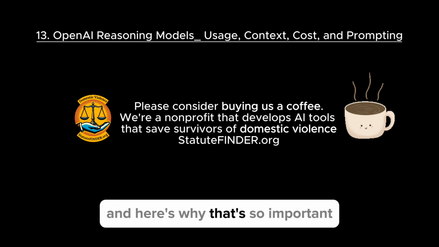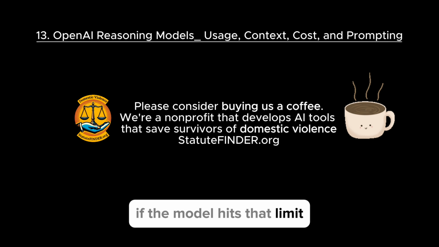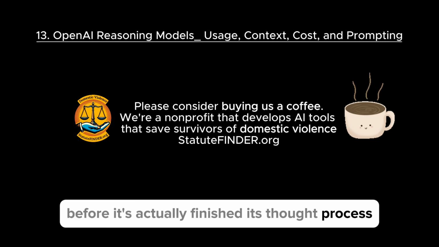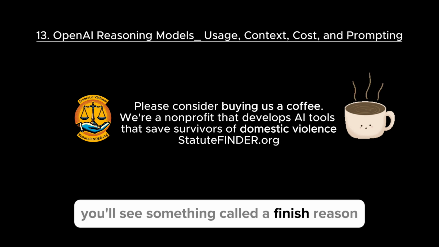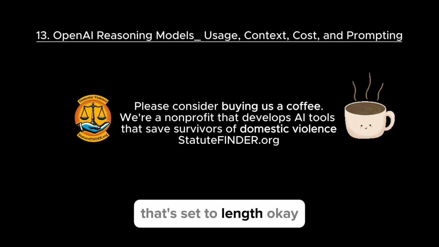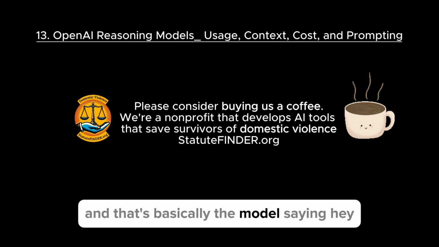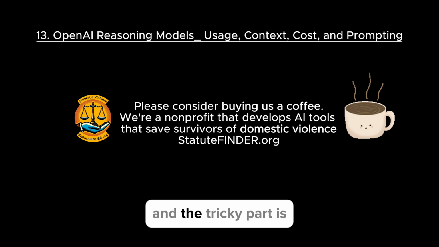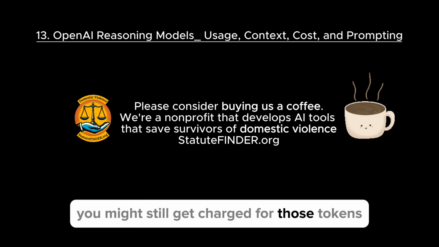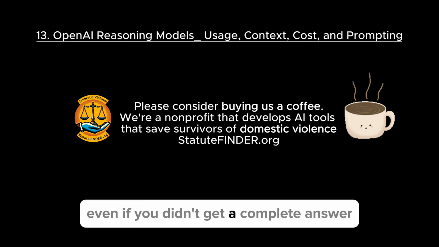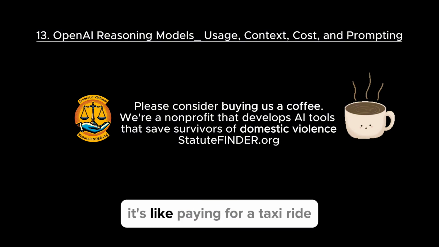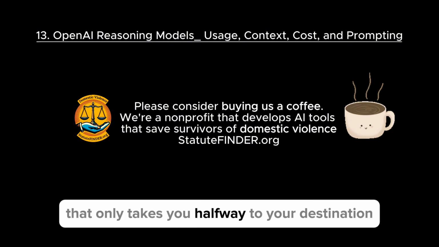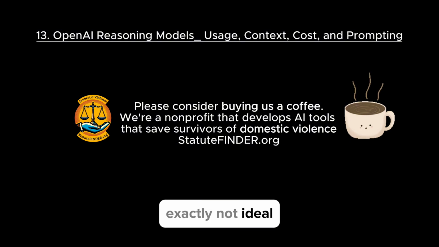Exactly. And here's why that's so important. If the model hits that limit before it's actually finished its thought process, you'll see something called a finish reason that's set to length. That's basically the model saying, I ran out of thinking space. And the tricky part is you might still get charged for those tokens even if you didn't get a complete answer. So it's like paying for a taxi ride that only takes you halfway to your destination. Exactly. Not ideal.